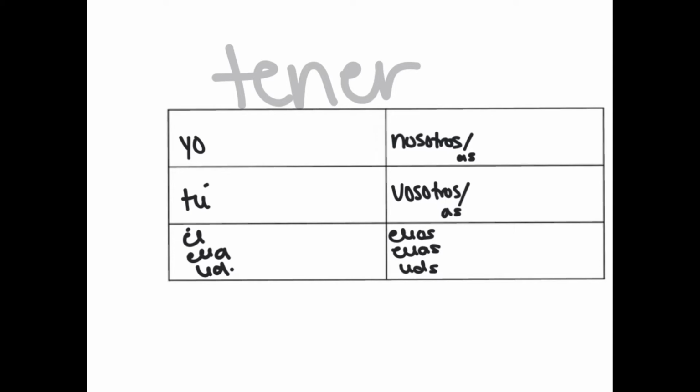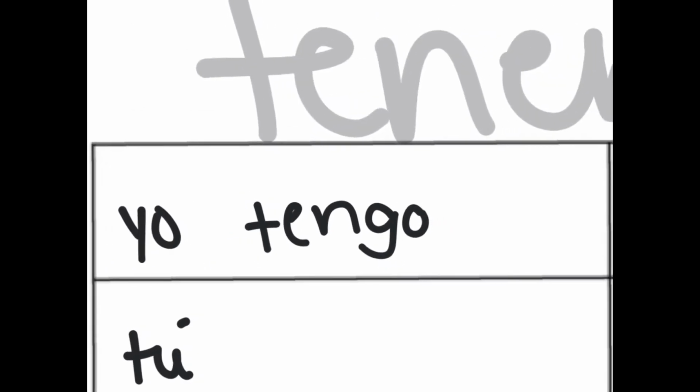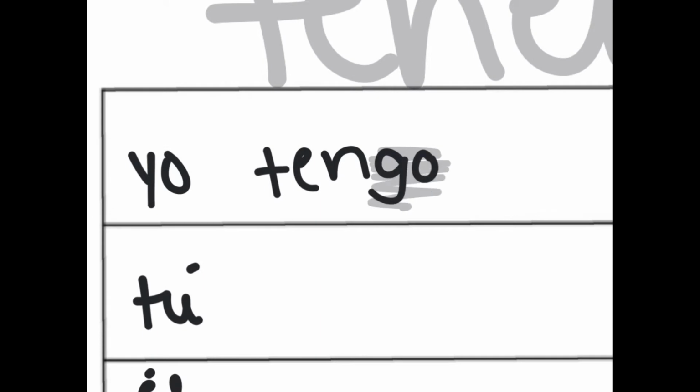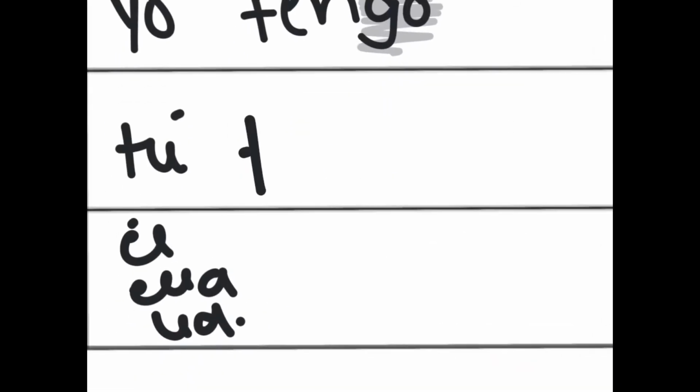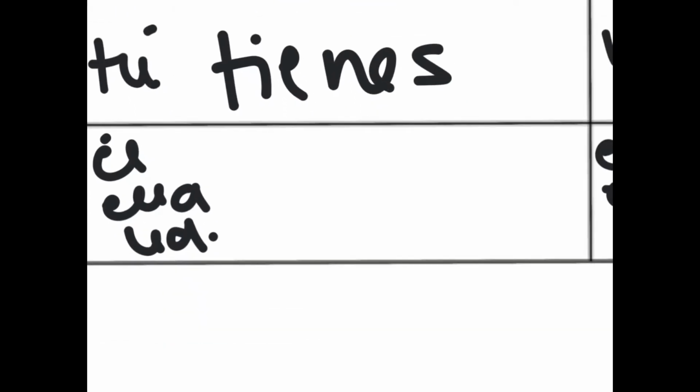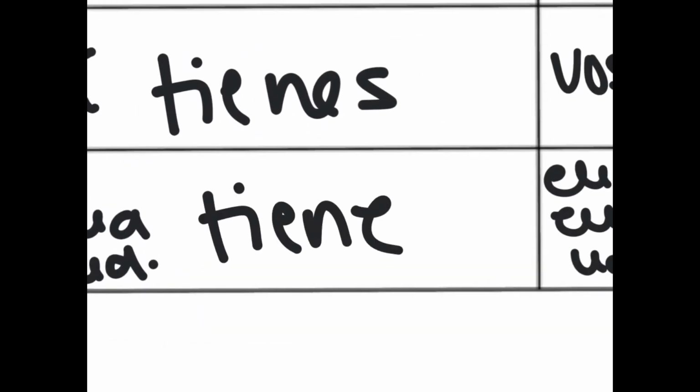So tener is kind of a go-go verb as well as a boot verb, if that makes sense. So for tener, the yo form conjugation is tengo. This is where that go-go verb comes in because it ends in go. But the idea of why tener, venir, and decir are different is that they're also types of boot verbs. This E goes to an IE. So the tú form is now tienes, the él, ella, usted form is now tiene, and the ellos, ellas, ustedes form is now tienen.